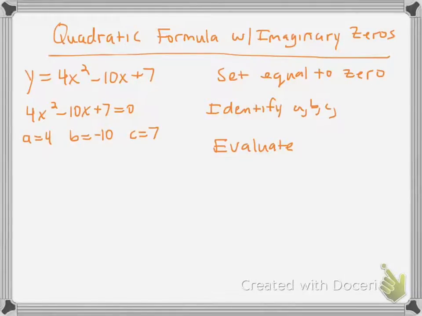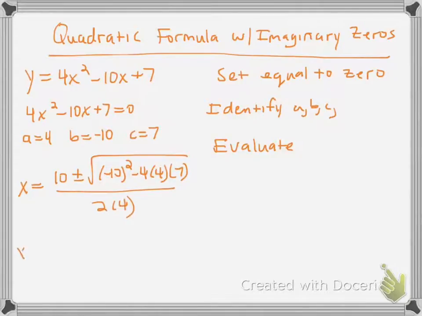All right, so we're still going to do quadratic formula with this one, but now what we'll end up getting is imaginary zeros. So same idea, start it out like you normally would. You're going to set it equal to 0, identify A, B, and C, and once you do that, you start evaluating. So x is going to equal opposite of b, so that's going to become positive 10 plus or minus the square root of b squared minus 4 times a times c. All that is going to be divided by 2 times a.